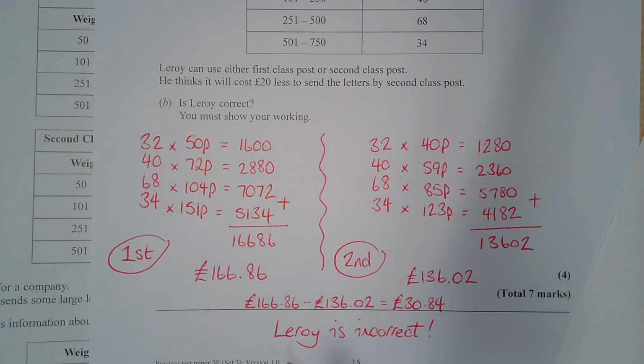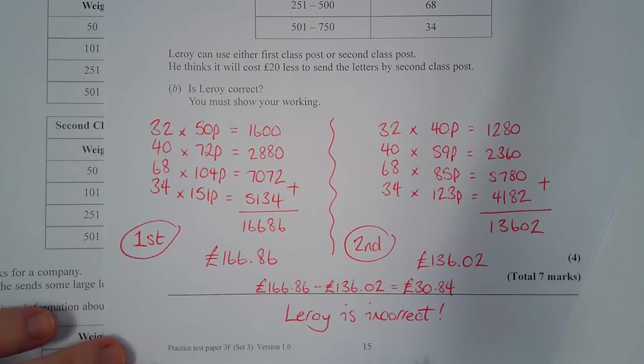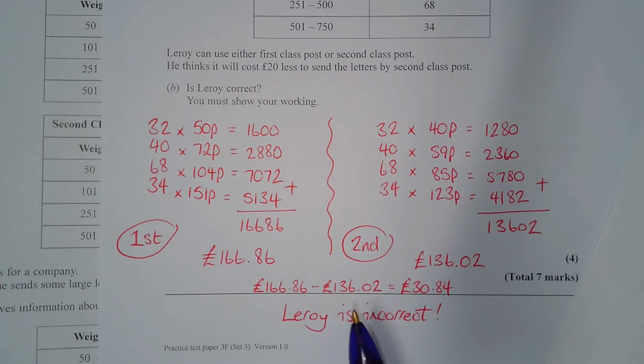It says that he thinks it will cost £20 less to send them by second class. Well, to see whether he's right or not, we're going to find the difference between the costs. You find it's actually £30.84. So Leroy is not correct. He thought £20, but in fact it's £30.84.